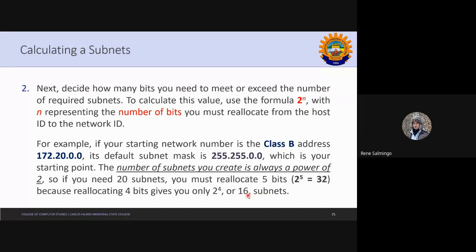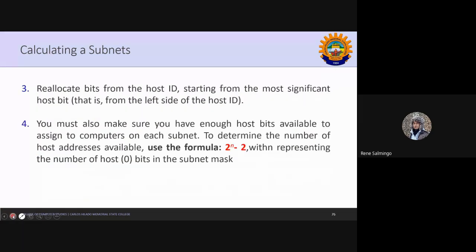So for example, if you have 16 departments in CAMSI Talisay, you are going to allocate for 16 divisions. So this is from another college, this one from the canteen, and so on. Making this would allow you to properly manage each subnet. So we reallocate bits so that you will have a different ID for each department, not colliding with another department. In this way, you could make a local area network with the host ID. We start from the most significant host bit, that is from the left side of the host ID. So where is the left side of the host ID?